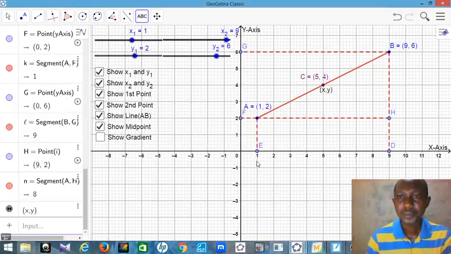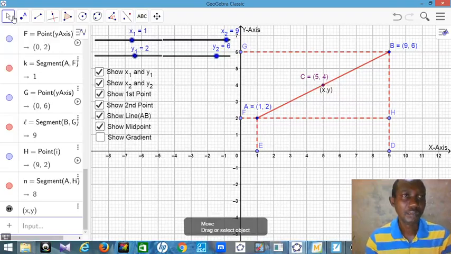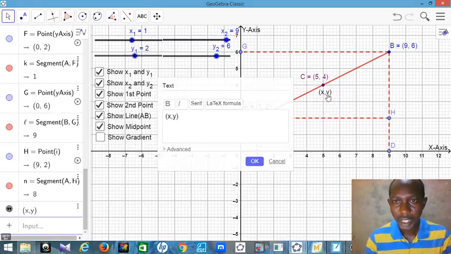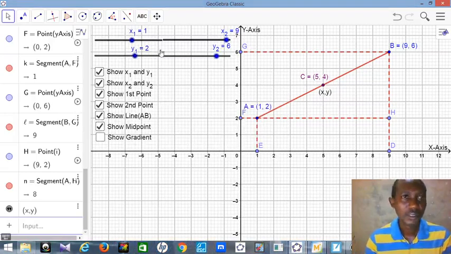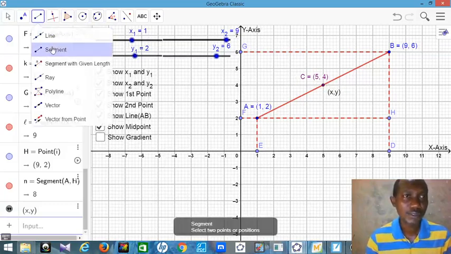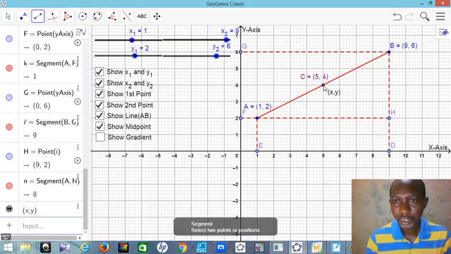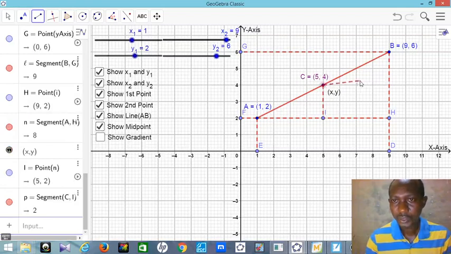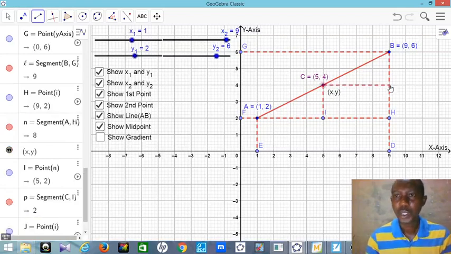So this is the midpoint, the coordinate of the midpoint, which is x. So x is the first point, which is 5, then y is the second point, which is 4. If I also trace it down, if I trace this point down, and this one also, this is what we are going to get.